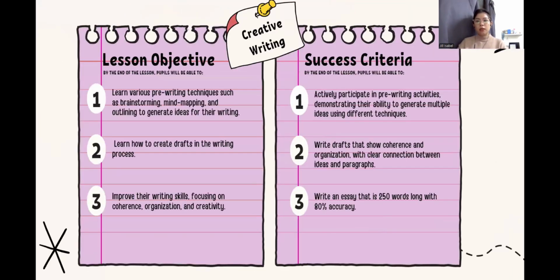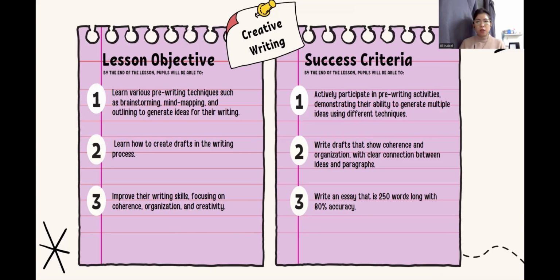The lesson objective for this lesson is, firstly, students will be able to learn various pre-writing techniques such as brainstorming, mind mapping, and outlining to generate ideas for the writing. And the success criteria for that lesson objective is students will be able to actively participate in pre-writing activities and demonstrate the ability to generate multiple ideas using different techniques.